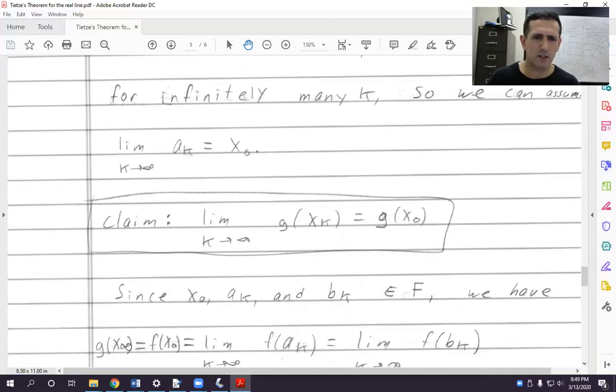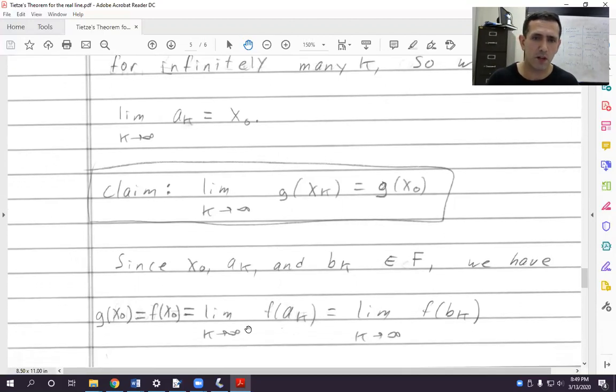Okay, so in this case, because x0 is in F, g of x0 is equal to f of x0, g is f on big F. Okay. And because AK converges to x0, we have, by continuity on big F, that f of x0 is this limit here. And the same thing, we proved that the BKs converge to x0. Since the BKs are in F, we have by continuity that f of x0 is the limit as k goes to infinity of f of bk.